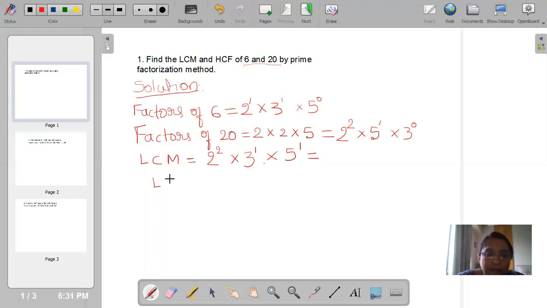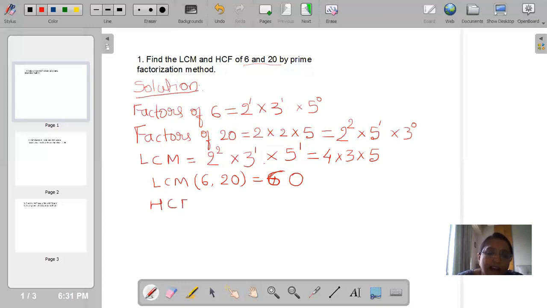So we write the LCM of 6 and 20 is equal to 2 2s are 4, here I'll write 4, into 3 into 5. 4 3s are 12. 12 into 5, it is 60. So LCM is 60. Next, what is HCF?